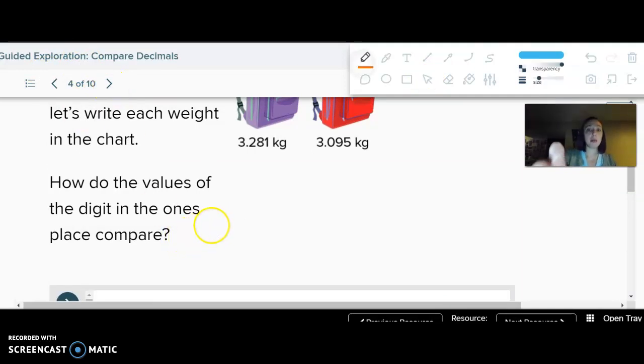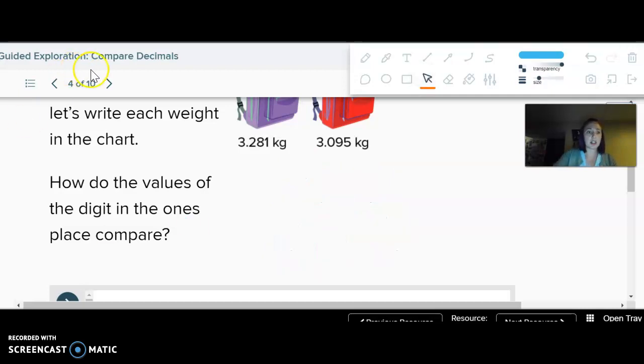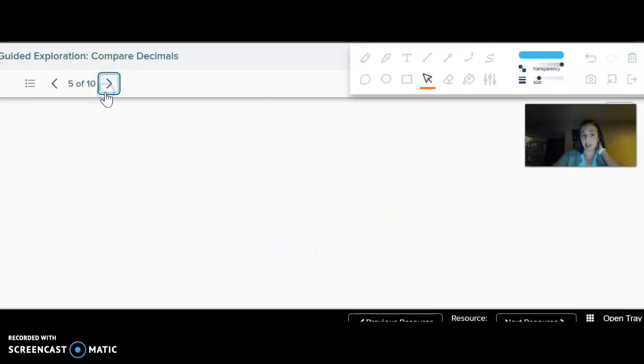So we start by comparing the ones place. If I had those lined up, I would start and say, okay, let's look at my ones. Well, those are the same, right? So I can't judge based on that. So I have to keep going to the next place over. So then, after I look at my ones, if that's the same, I look at the next one.